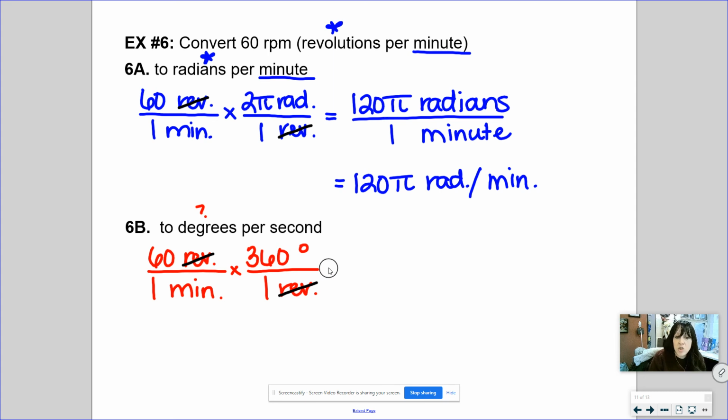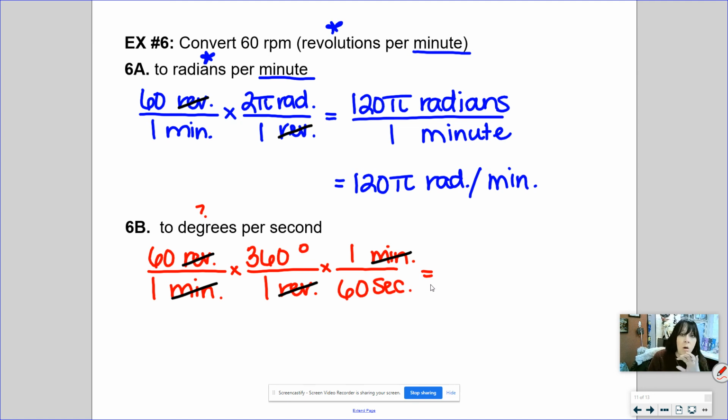The next thing I need to do is change minutes to seconds. So how do I change minutes to seconds? Well, I want the minutes to be on top so that it cancels with the minutes on the bottom, and seconds to be on the bottom so that I'm left with that for my answer. So let's write a ratio. How do minutes relate to seconds? Well, 1 minute is equal to 60 seconds. So then if I look at my units, minutes cancels with minutes, and I'm left with degrees on top, which is what I wanted, and seconds on bottom, which is also what I wanted.